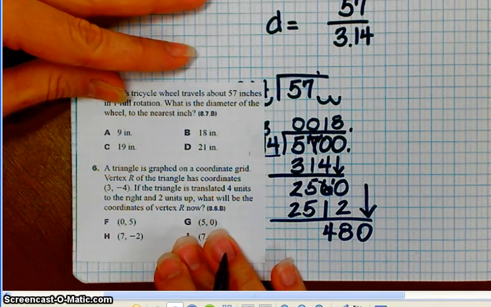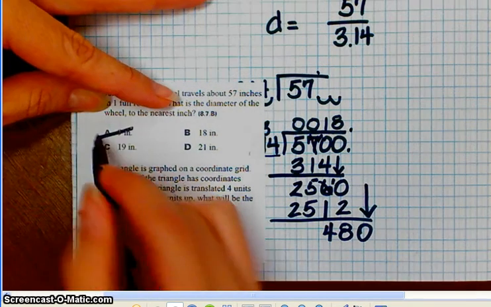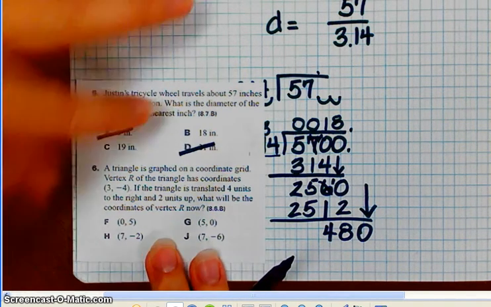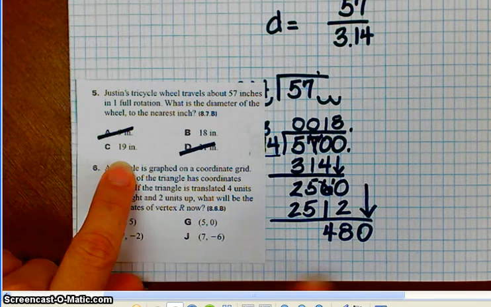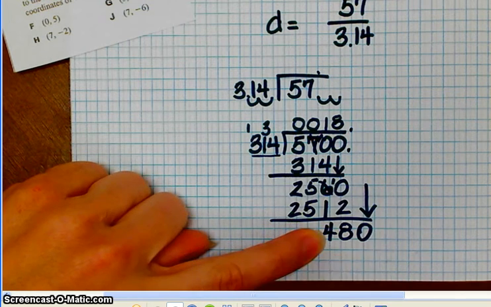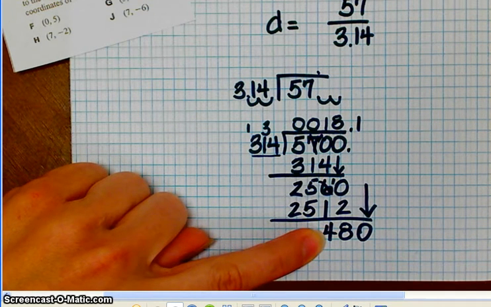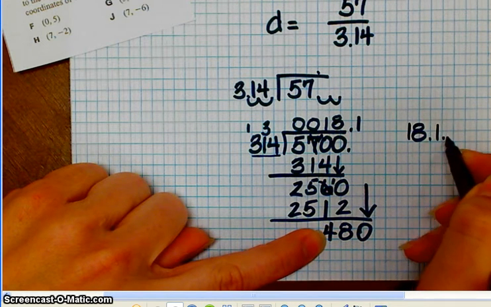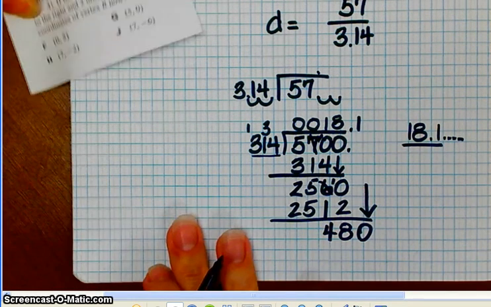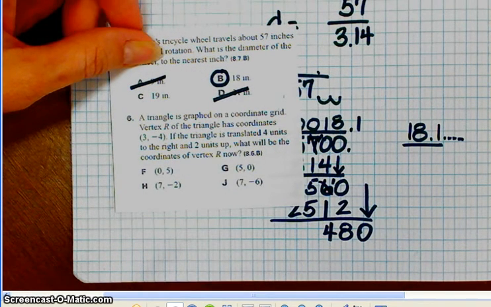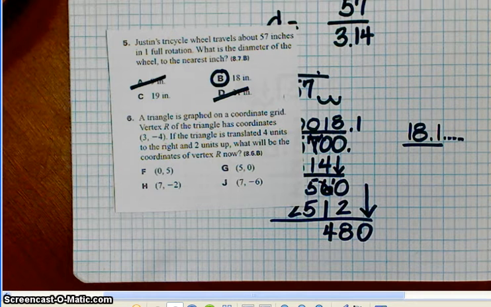All right. My answer choices, I know I can eliminate 9 because that's too small. I know I can eliminate D, 21, because it's too big. So the only thing I need to do is figure out whether it should be 18 or 19 based on how it rounds. But 314 will only go into 480 once. So my answer is going to be 18.1 something, but that's going to round to 18. So my answer choice will be B, 18. Okay? So what's the diameter to the nearest inch? 18. Okay?